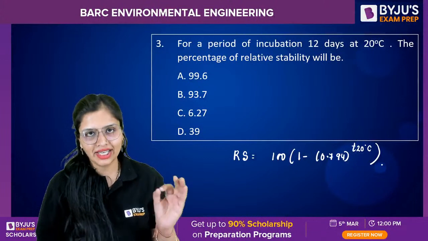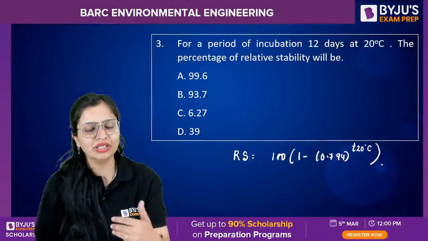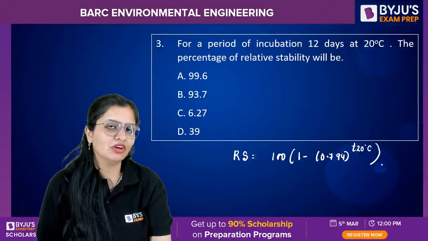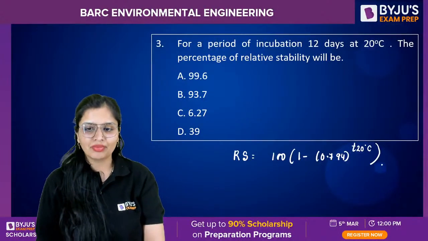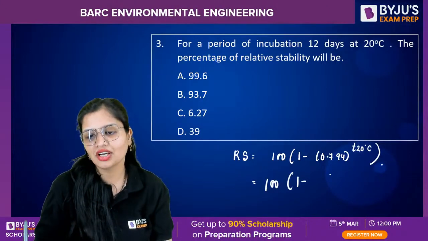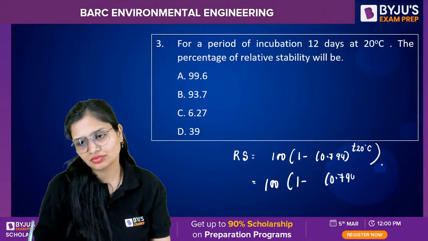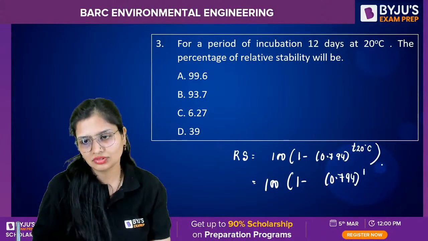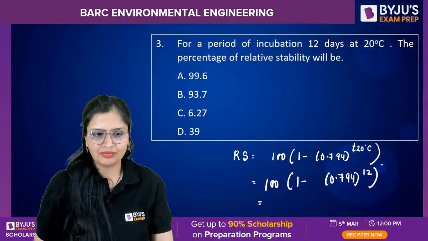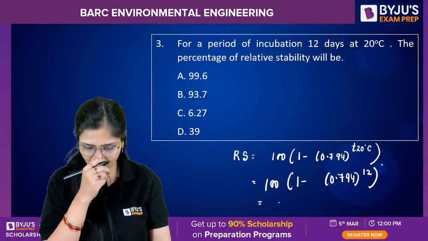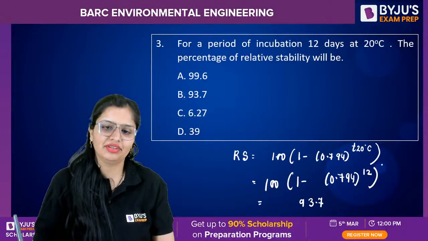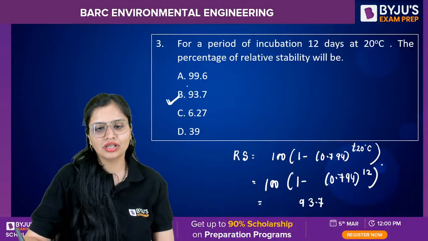T at 20 degrees Celsius is the time required in days for decolorization of methylene blue colored solution when incubated at 20 degrees Celsius. That is the meaning of T. How much will it come to? I have written the formula correctly. 100 minus... How much is it coming? Is it coming B for everybody? Okay, very good. So this will be 93.7. Correct. So B will be the correct option.